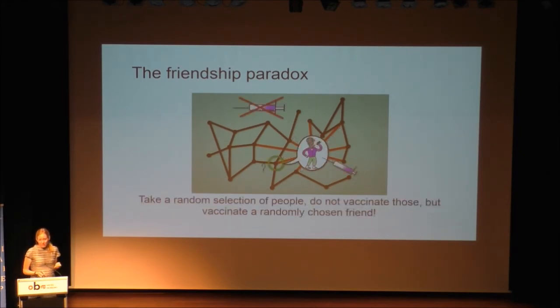And how can we use this in vaccinations? Well, instead of vaccinating people at random in the population, we can take a random sample, so say we select this node at random, but we do not vaccinate this person. We ask them about their friends. Who are your friends? And then we randomly select one of them. Now we're likely to find somebody who has more friends, and hence is a more important spreader in the network, and we vaccinate them. So this is a nice way in which a quite simple mathematical paradox can help us improve the efficiency of our vaccinations.